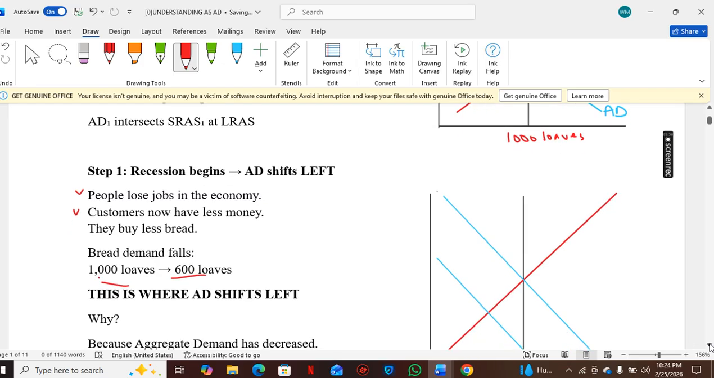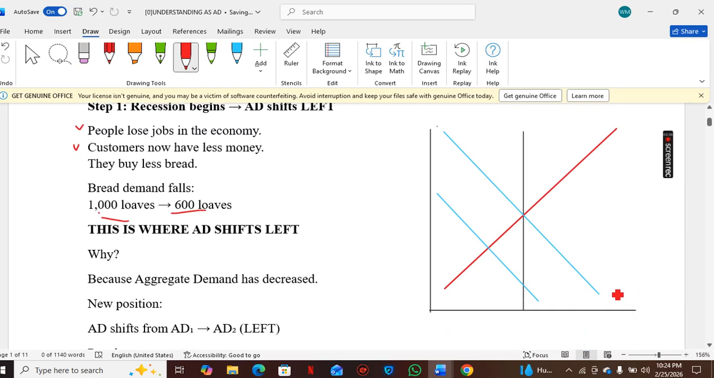This is where we say the aggregate demand curve has shifted. Remember, shifters of aggregate demand: consumer spending. If consumer spending goes up, the aggregate demand increases. If consumer spending goes down, the aggregate demand decreases. So we have a shift in our aggregate demand curve. This is AD1. Now we are on AD2.